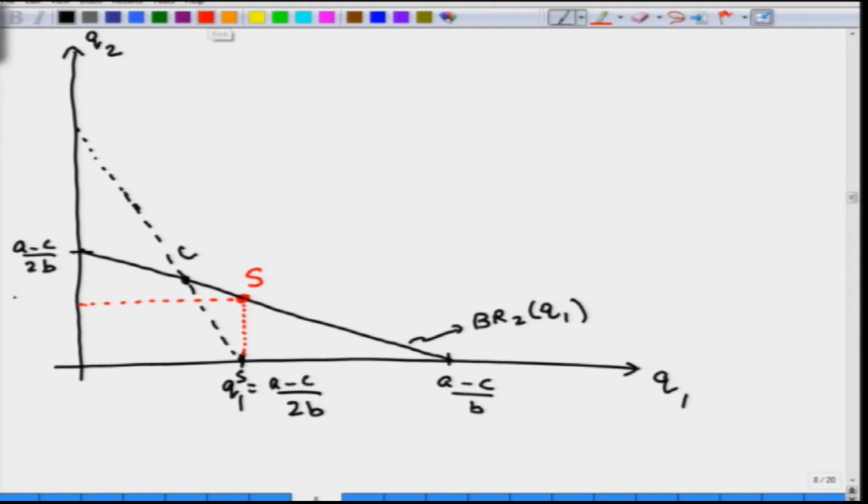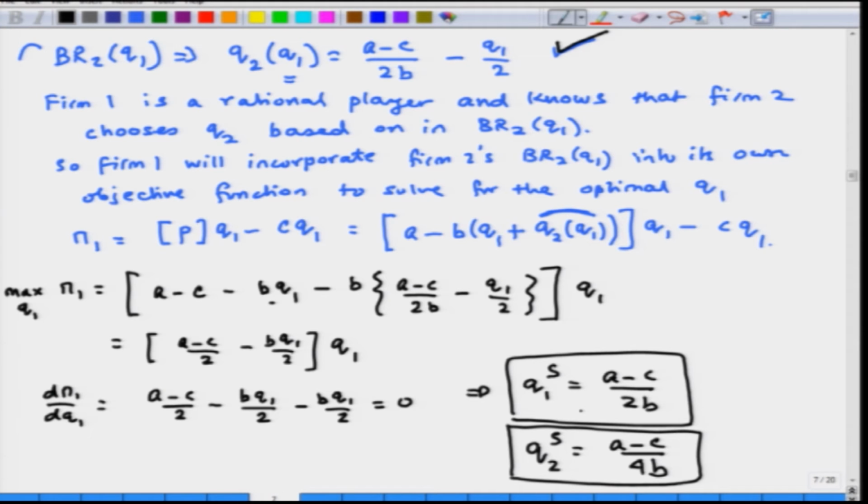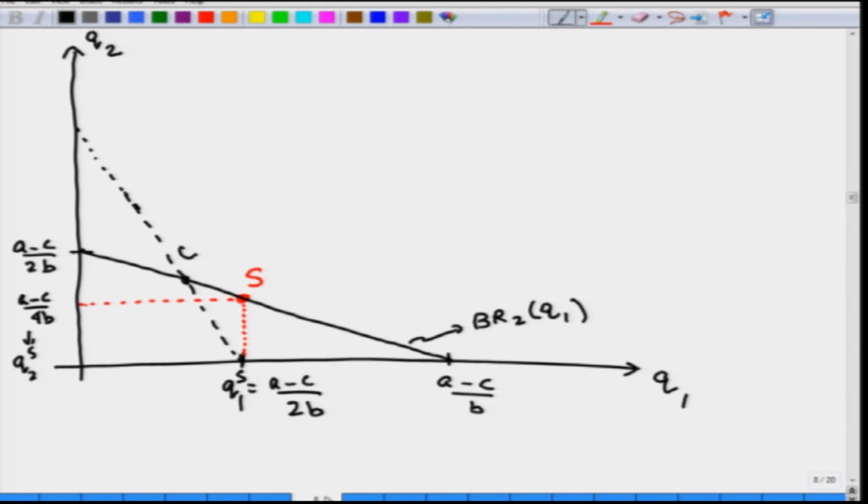So, firm 2's output, (A minus C) divided by 4B, is firm 2's Stackelberg output, and we know that the Cournot output is (A minus C) divided by 3B. So, firm 1, which is the leader, produces more than the Cournot output, which is (A minus C) divided by 3B, and firm 2, which is the follower, produces less than the Cournot output, which is (A minus C) divided by 3B, which are statements that we had earlier written as well.